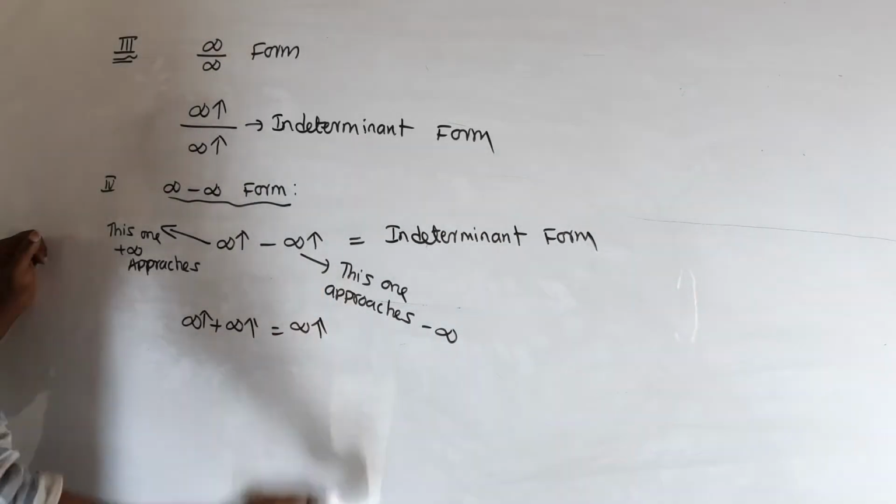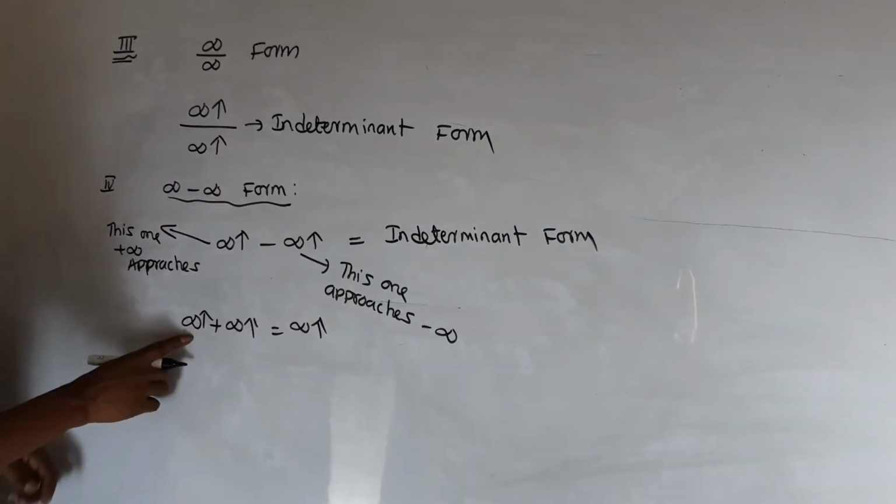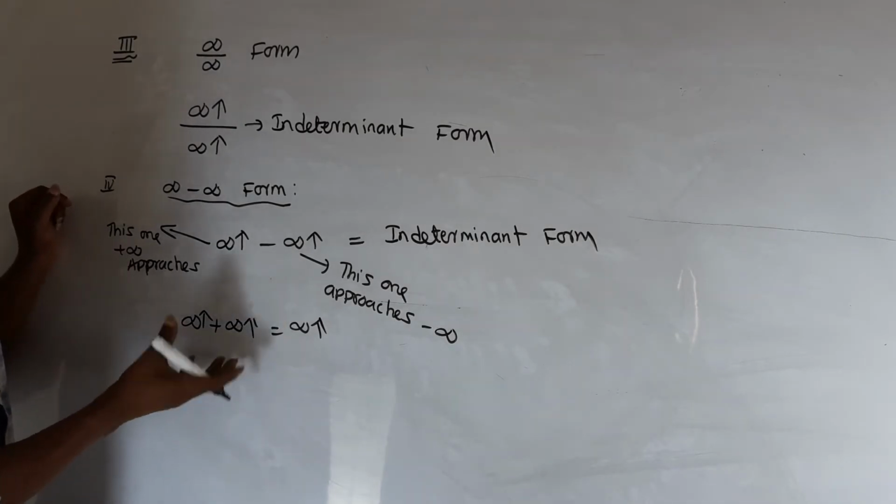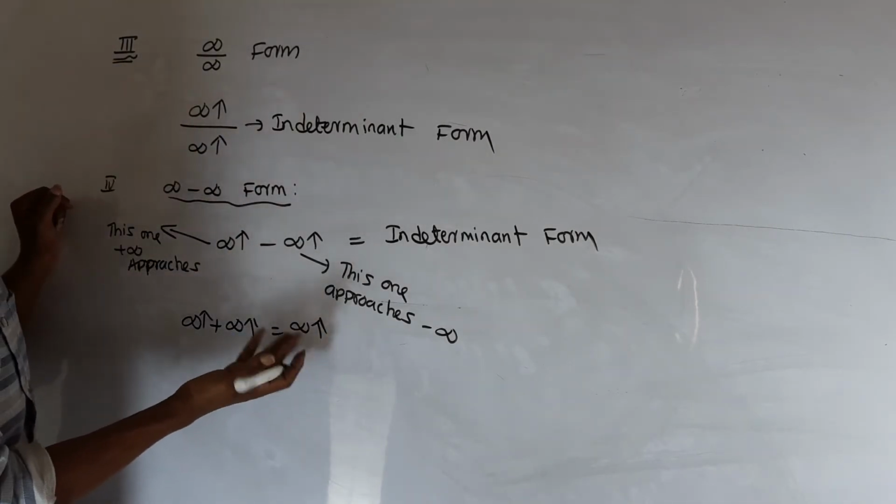Now infinity plus infinity is a determinate form. This one approaches positive infinity, and this one also approaches positive infinity. Both approach positive infinity, so it is a determinate form.